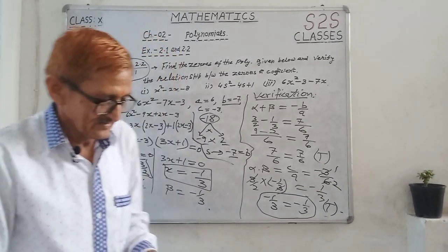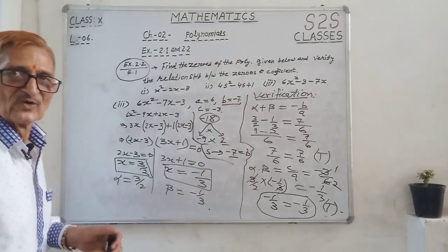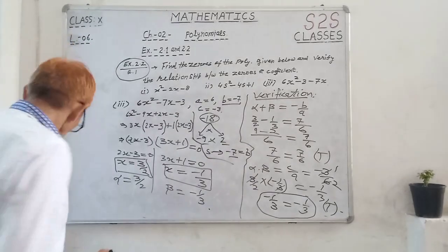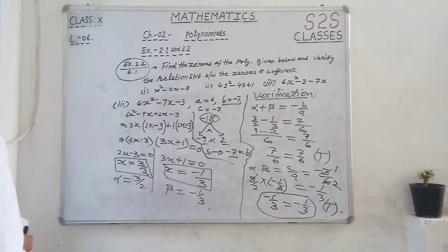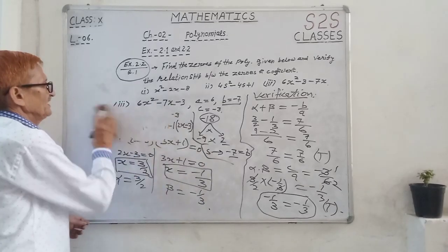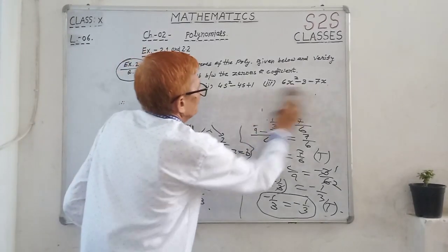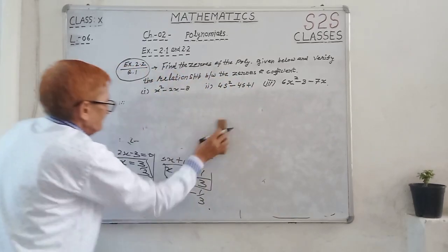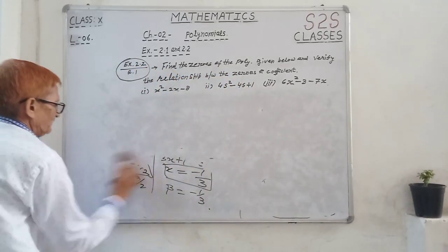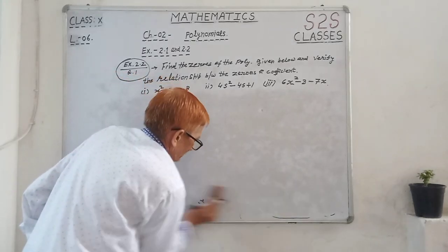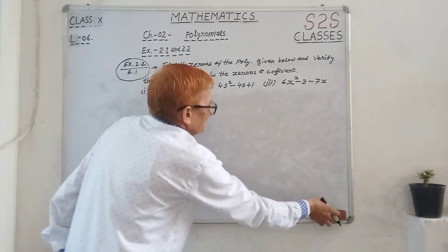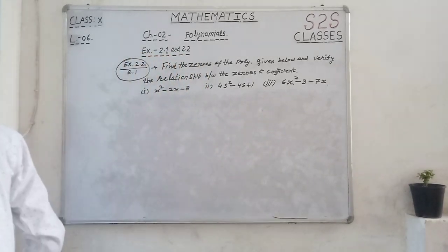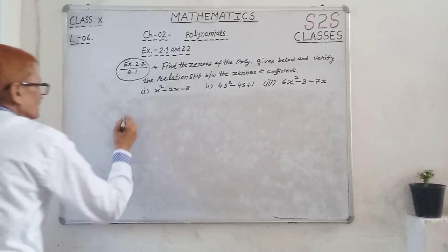Okay, now next question. These 4th and 5th parts you can do similarly. Okay. Now one part I want to tell: t square minus 15. It has two terms, t square minus 15. One part is there, part 5th.